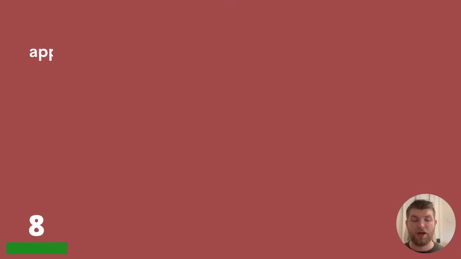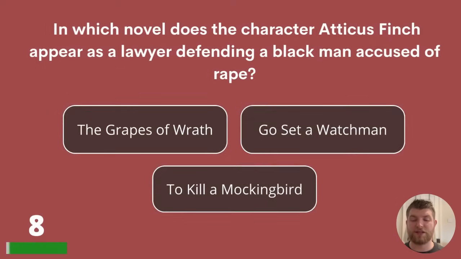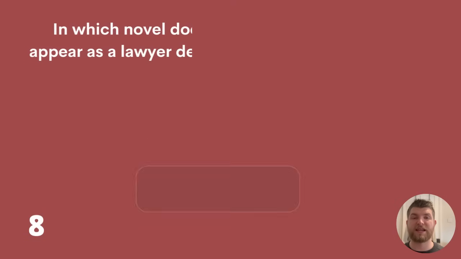Question 8. In which novel does the character Atticus Finch appear as a lawyer defending a black man accused of rape? The Grapes of Wrath, Go Set a Watchman, or To Kill a Mockingbird? The answer is To Kill a Mockingbird.